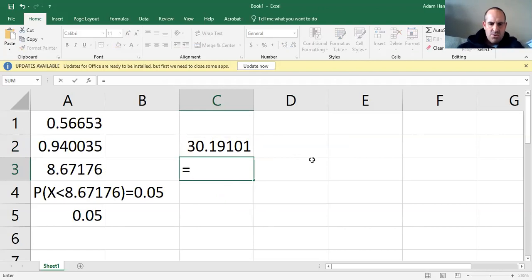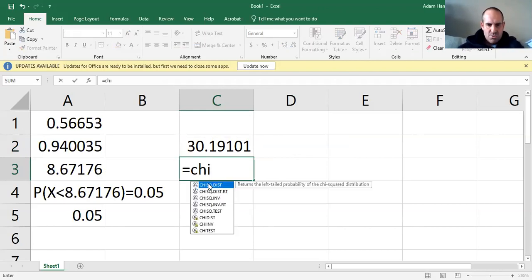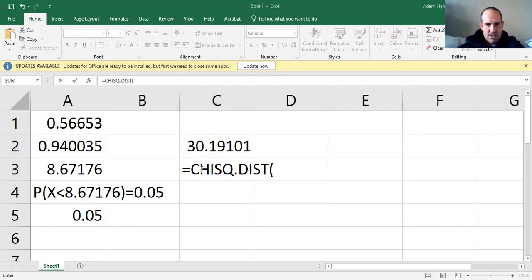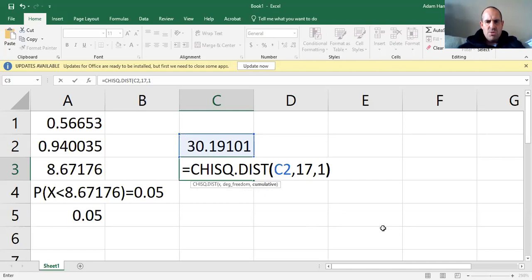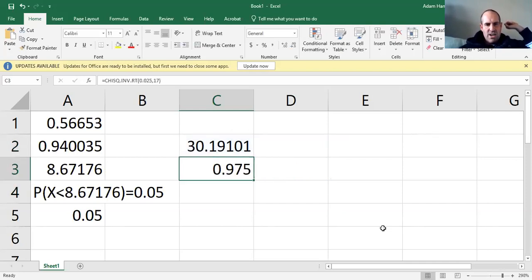30.191. And just to check ourselves, we go chi-square distribution, x is this, degrees of freedom 17, and cumulative distribution function 1. Now, what should this be when I hit enter? Think about it. 30.191 means there's 2.5% to the right of that, so it should be 0.975. And it is 0.975.